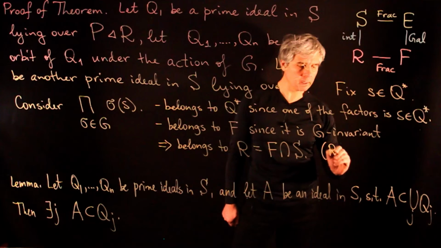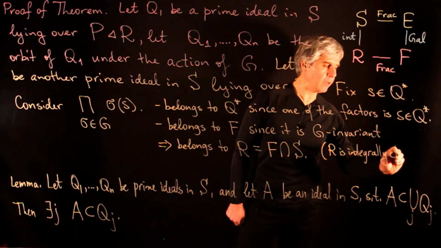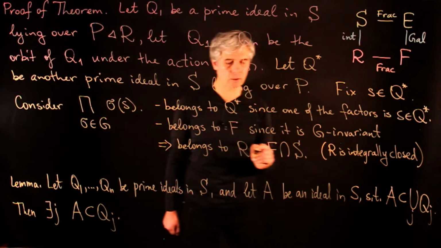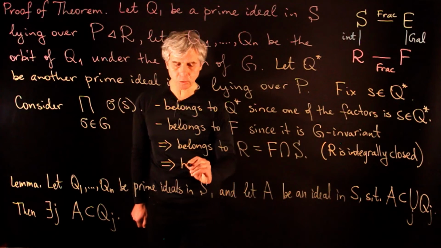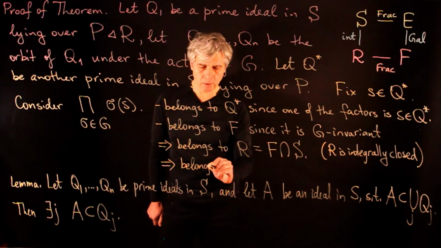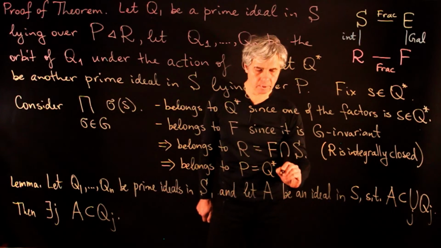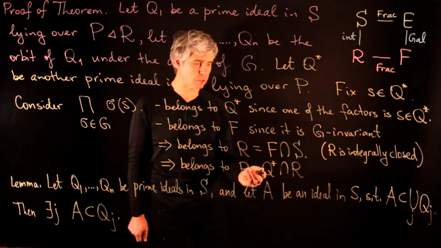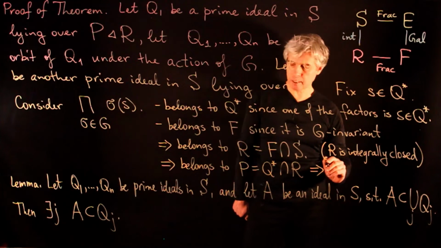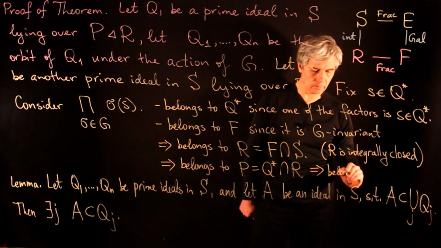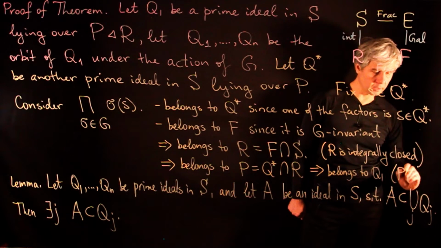This holds because R is integrally closed, and every element of F which is integral over R belongs to R. But then this tells us that it also belongs to ideal P, which is the intersection of Q star with R, because Q star lies over ideal P. And then this tells us that it also belongs to Q1, because P sits inside Q1.